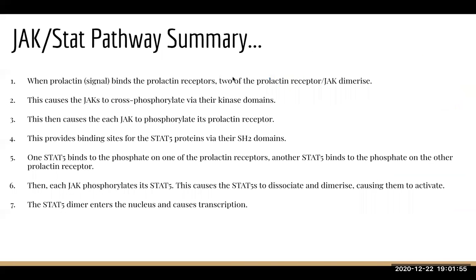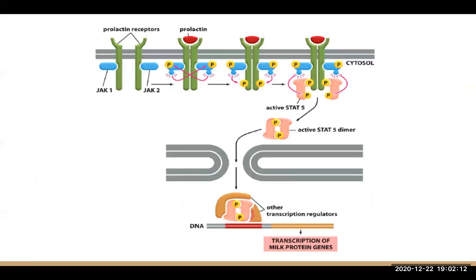So it's a pretty short pathway, but that's basically it. This is the summary. It's a lot of cross phosphorylation, and ultimately it leads to the transcription of certain prolactin genes. Prolactin's a hormone, I'm pretty sure. And again, this is just the summary.